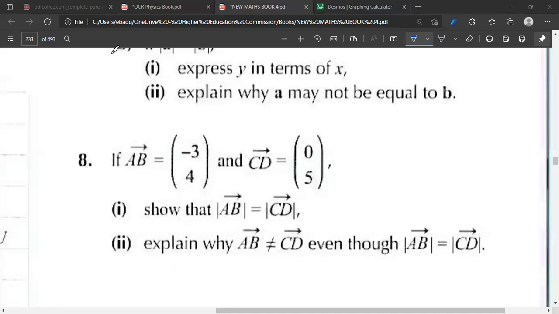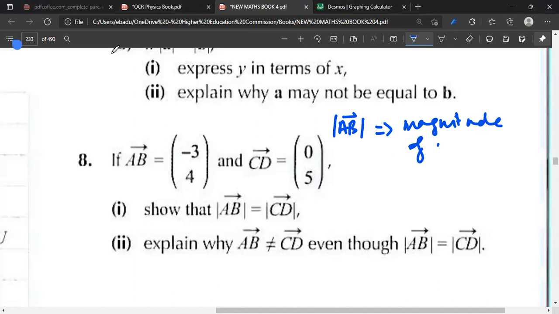I don't really get it. Yeah. So this means the magnitude. The lines around AB mean the magnitude of vector AB.